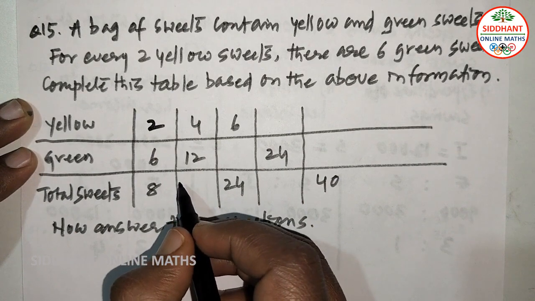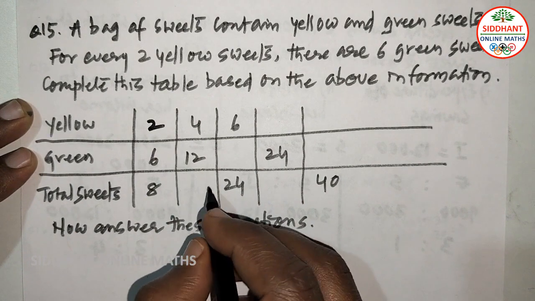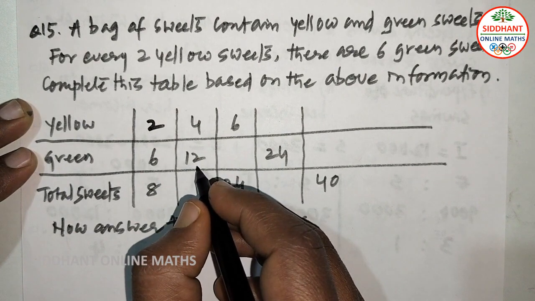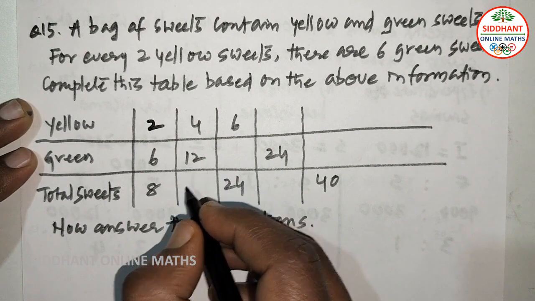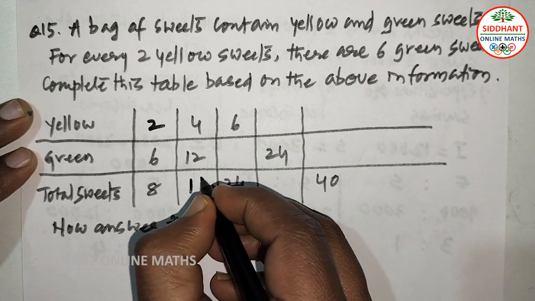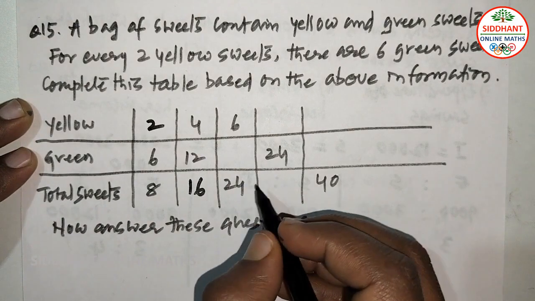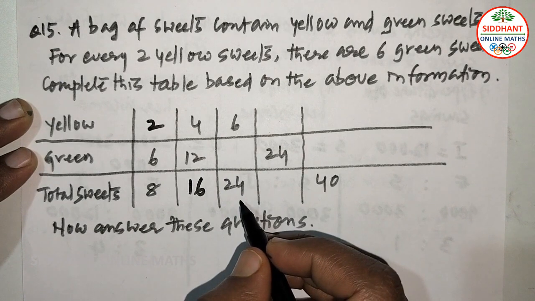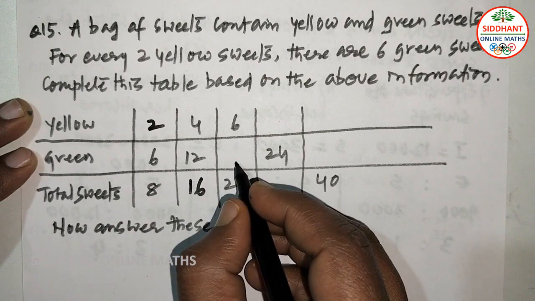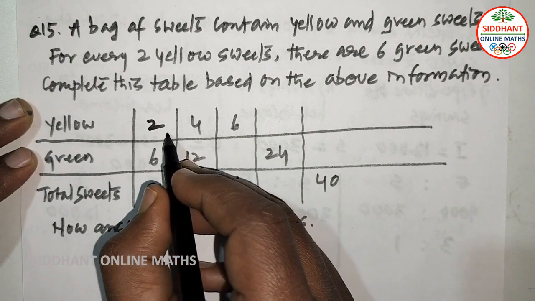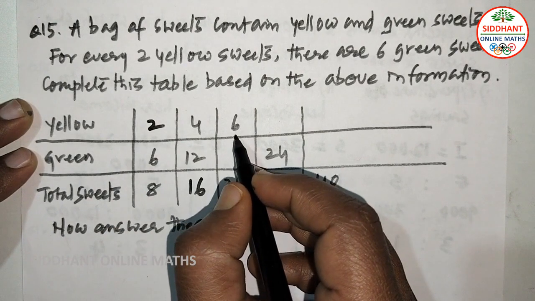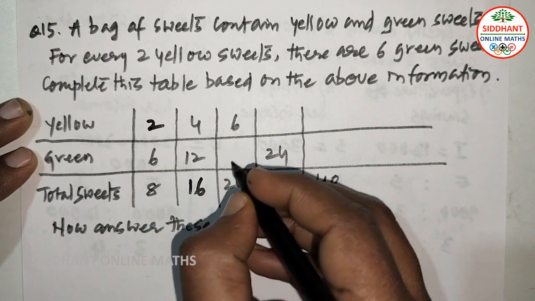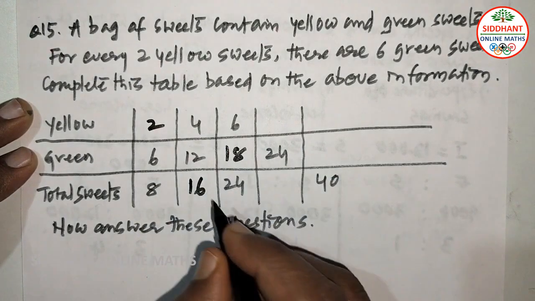So next we are going to see the next column. 4 yellow sweets are there, 12 green sweets are there, then total will be here 16. Next 6 yellow, total 24, then green will be here 2 into 3 times 6, same way 6 into 3 times, that means 18 will be green sweets.